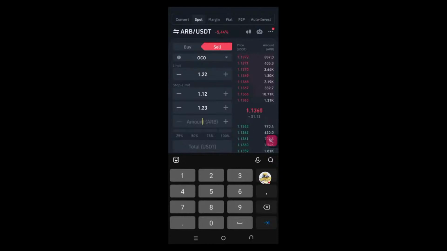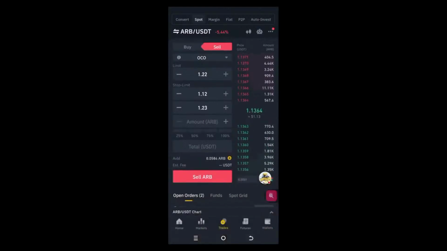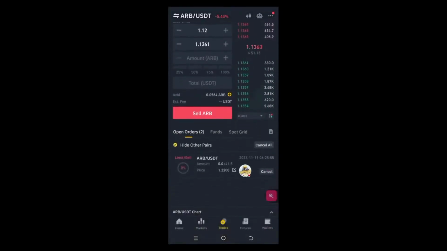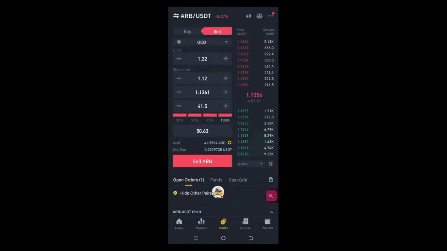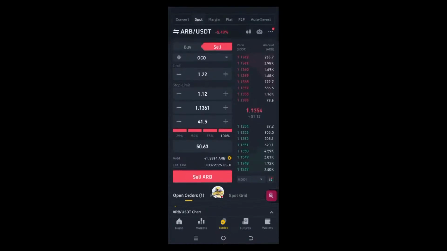So maybe just for the sake of this, I should just cancel that so that you can see what I'm saying. So if I cancel this, don't forget what I put here is 1.22. So you just pick up everything, right? Can you see what's going on here? So all of these things are set. By the time I click on my sell ARB, one of 2 things is going to happen, and that's one cancels the other.